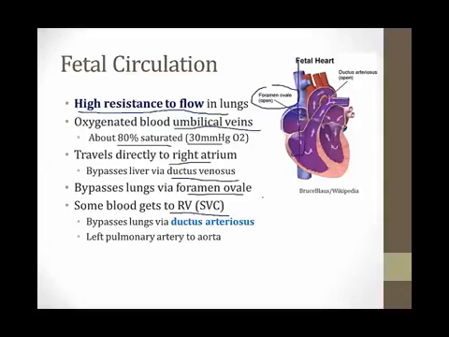But there's a second bypass structure for the lungs called the ductus arteriosus. This is shown in this picture here. It connects the pulmonary artery to the aorta. So once again, this allows blood to bypass the lungs and travel to the left side of the heart.